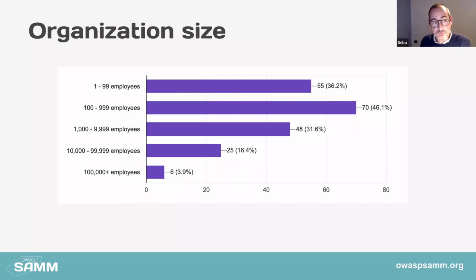A major part are smaller organizations, so fewer than 99 employees. I would say the majority are medium-sized organizations, at least what we regard as medium-sized. But then also quite some bigger organizations, even organizations with more than 100,000 employees, have responded to this. So it's a good cross-cutting result of different kinds of organizations from small to big, which is quite interesting.